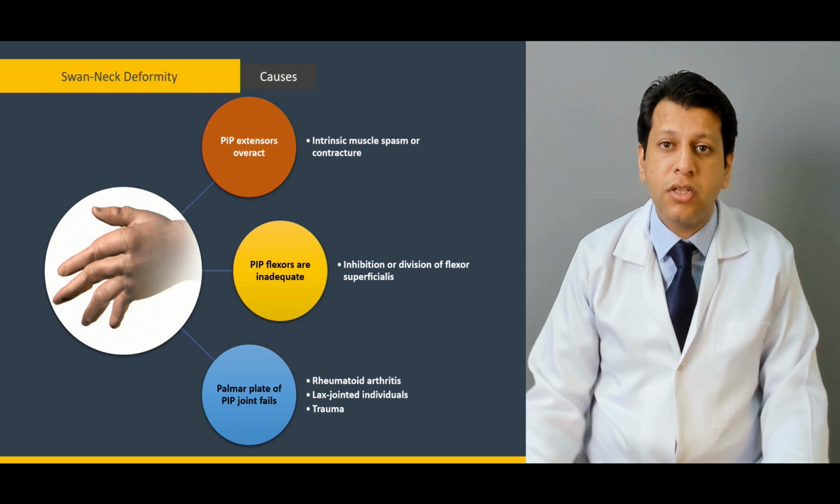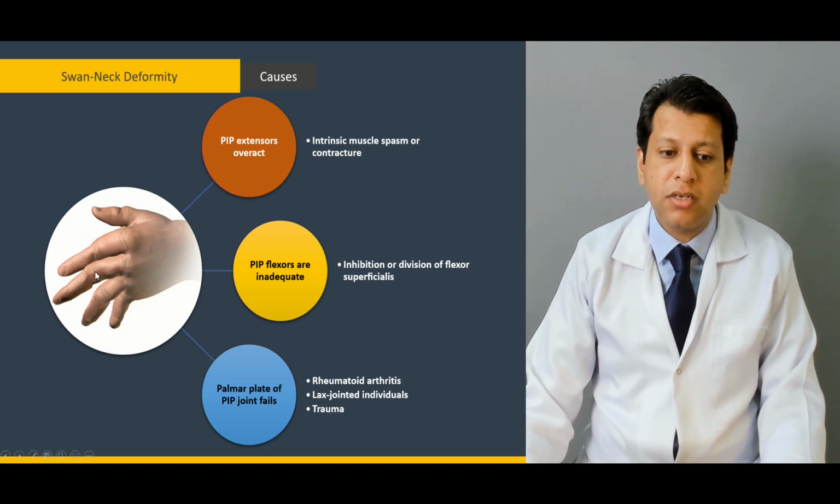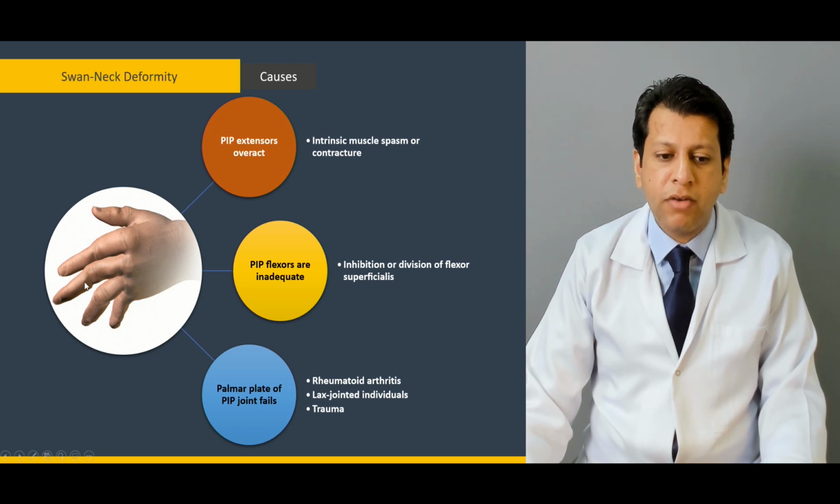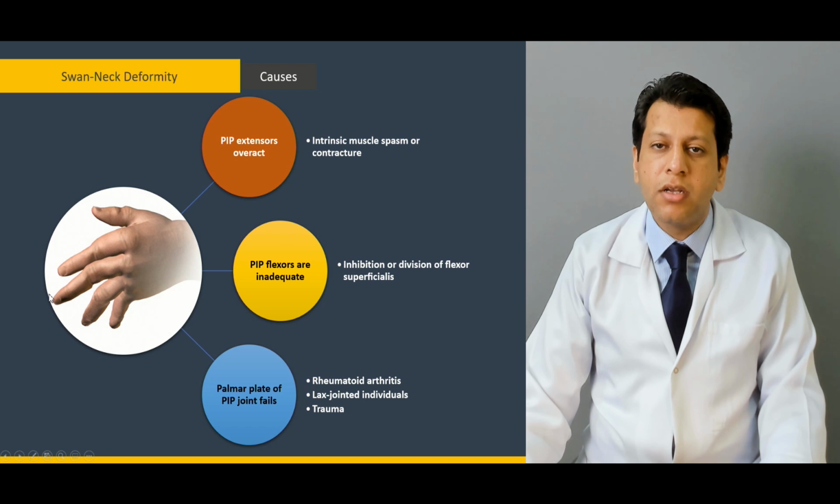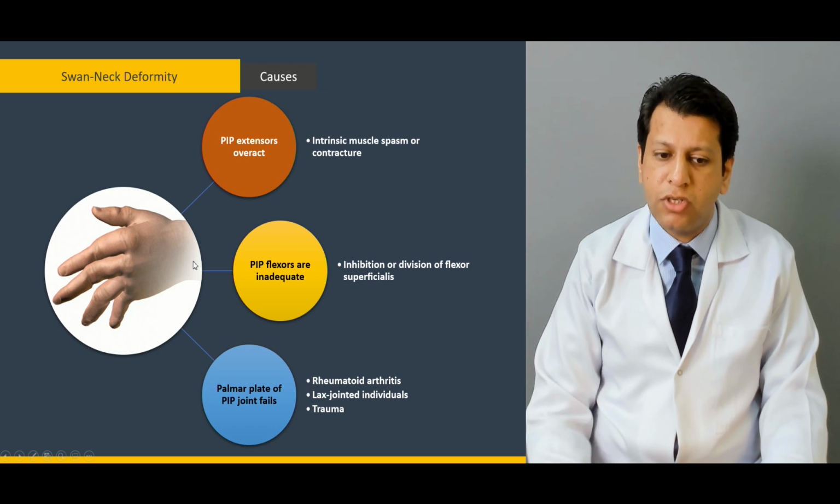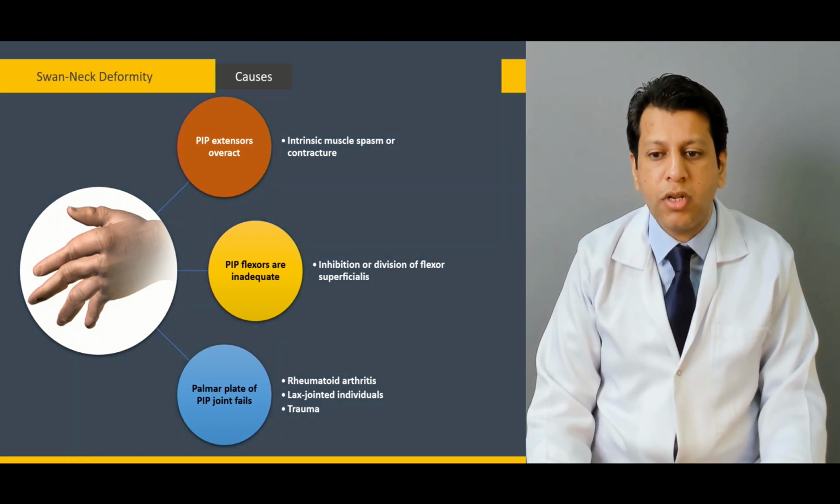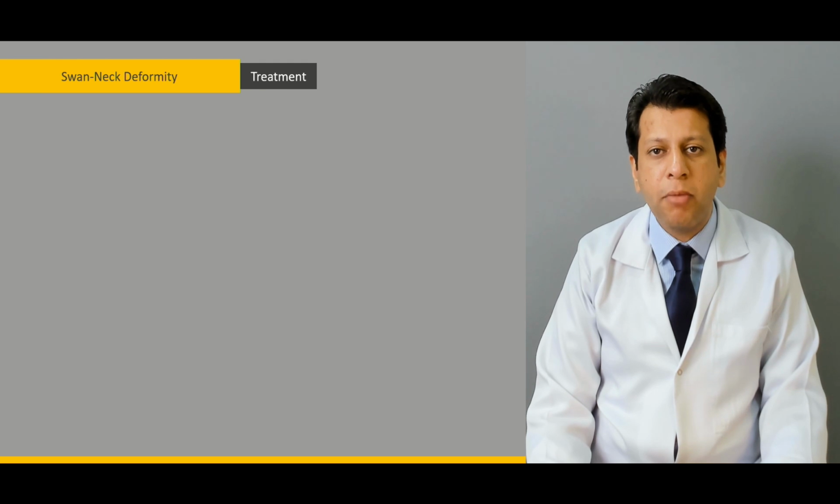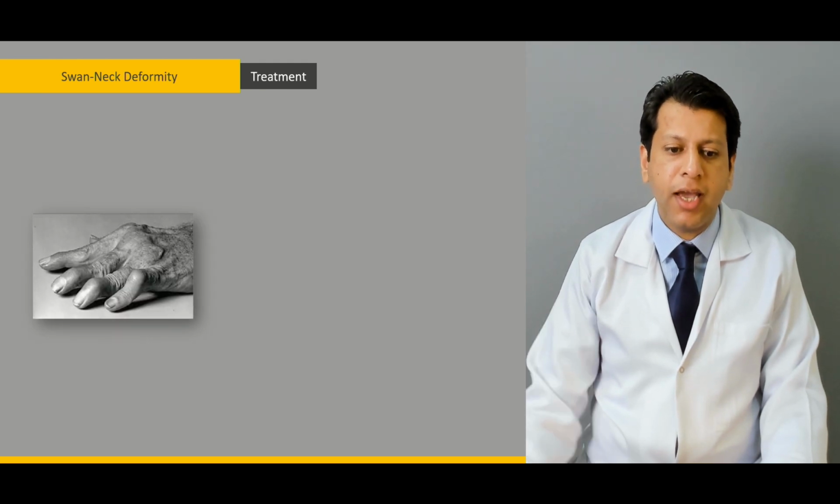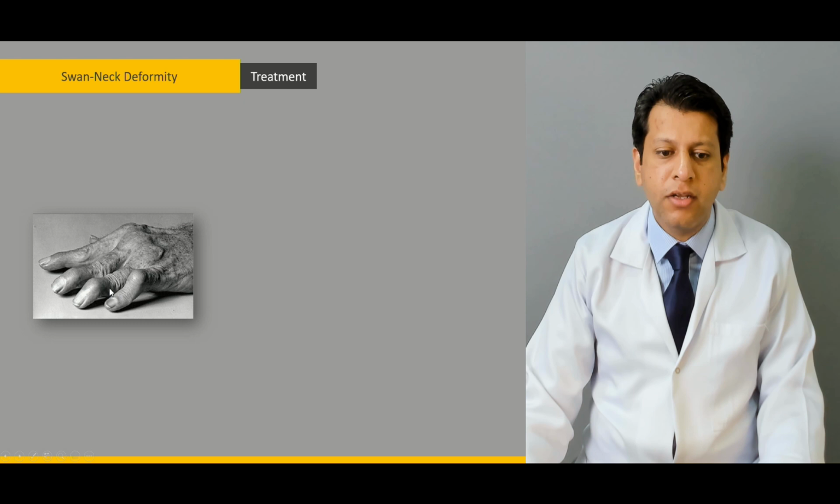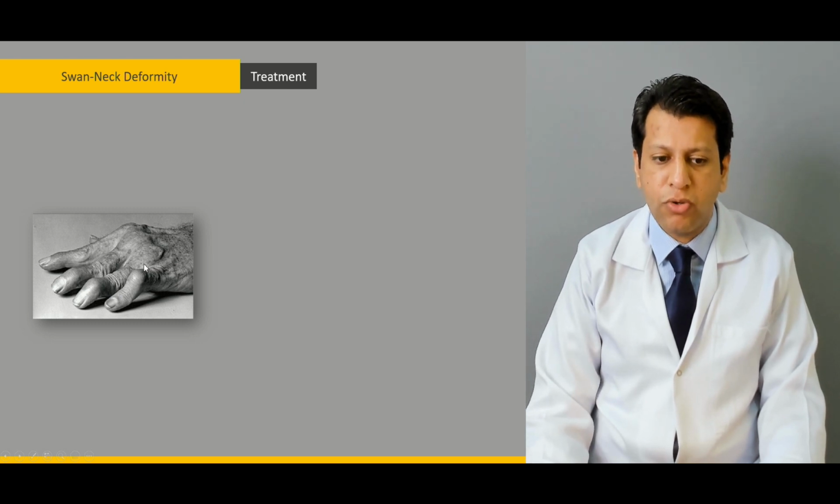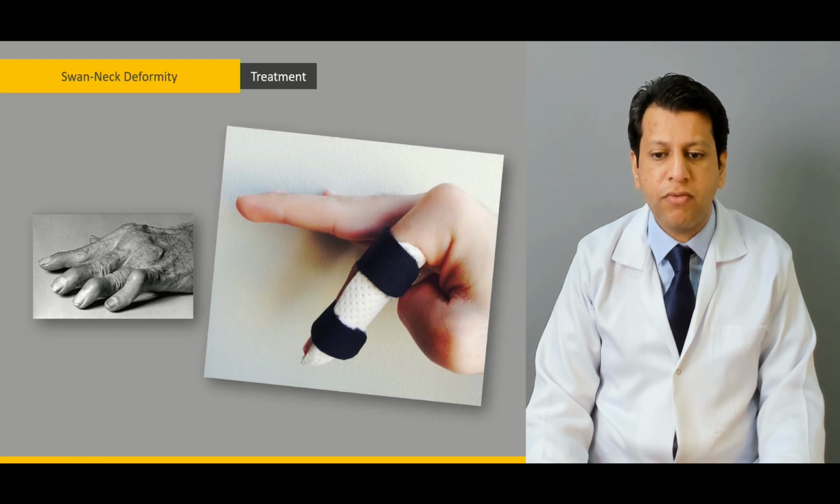So what is basically swan-neck deformity? There is hyperextension at the proximal interphalangeal joint with flexion at the distal interphalangeal joint, as well as the flexion at the metacarpophalangeal joint, and this results in the swan-neck deformity. Now coming to the treatment of swan-neck deformity, as you can appreciate over here, there is hyperextension with flexion as well as a flexion of the metacarpophalangeal joint, producing a classical swan-neck deformity.